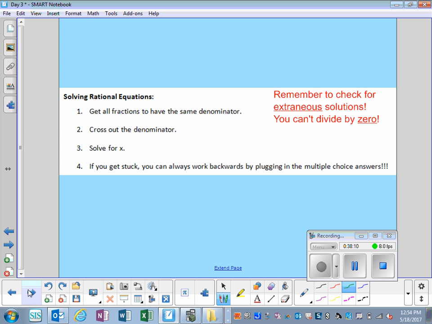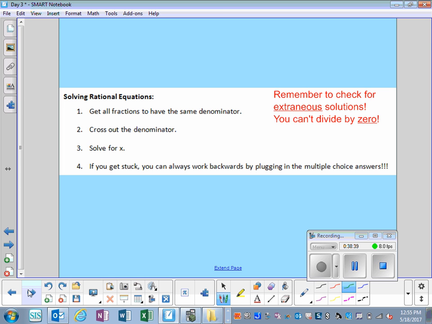Okay, finally, in this set of notes: get all fractions to have the same denominator. Cross out the denominator. Solve for x. If you get stuck, you can always work backwards by plugging in multiple choice answers. Remember to check for extraneous solutions. You will have the extraneous solutions in your multiple choices. Do not fall for that, right?